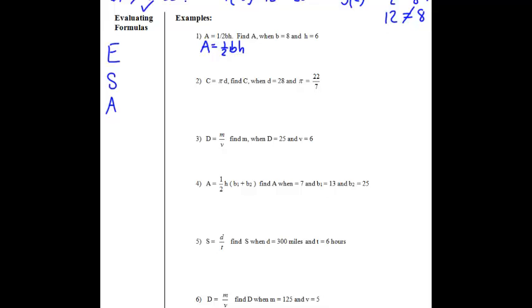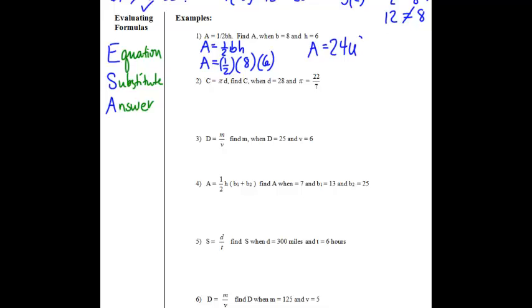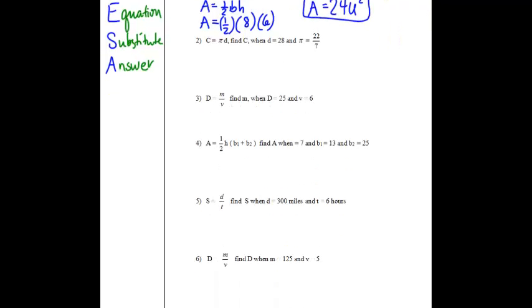What the science teachers ask you to do, actually you must do in science, is you use the ESA format. You write the equation, you substitute, and you give the answer. So they want to see all of those 3 steps. We have our equation there. Now I'm going to substitute. I'm trying to find the area. My B is 8 and my H is 6. When I evaluate that, I get A equals 24, and I know this is an area formula, so I'm going to put units squared.